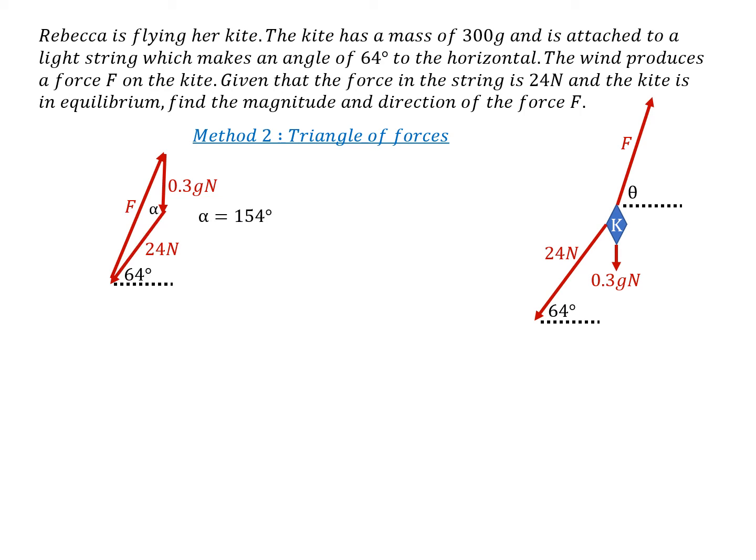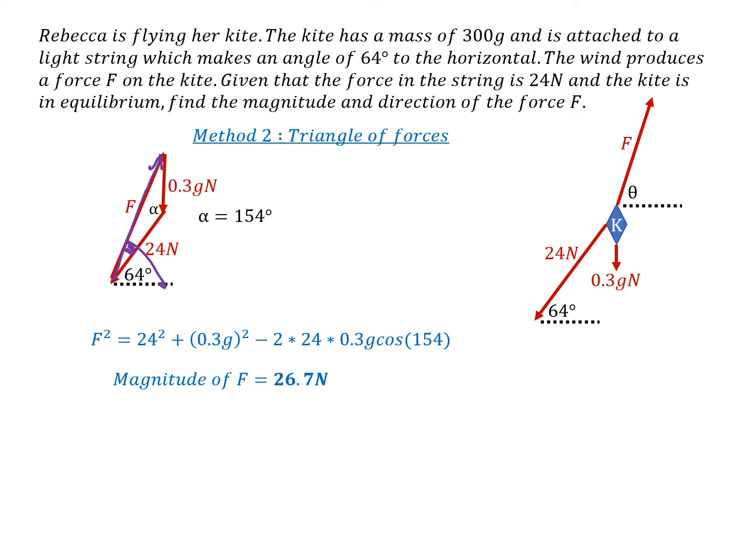Now we can use the cosine rule on this triangle. And there's the cosine rule, from which we find the magnitude of F is 26.7, which by some luck is the same as what we got before, so that's good. And then to find the angle that the force F makes with the horizontal, I need to know this angle here. So let's call that angle beta. And then I can use the sine rule.